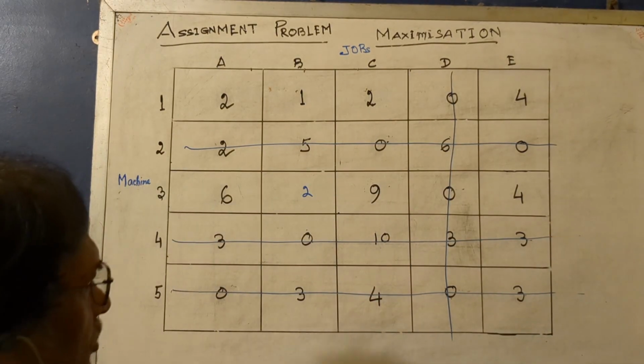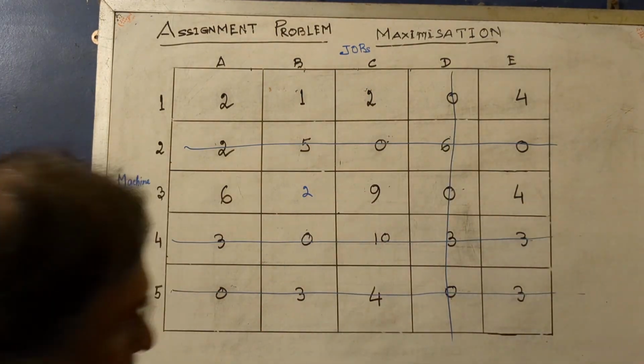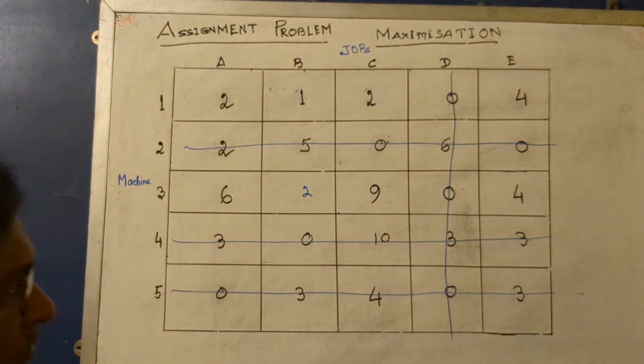How many lines are required to cover all the zeros? In this case, 1, 2, 3, 4 lines. I am not writing anything, you will write in your copy. 4 lines are required to cover all the zeros.